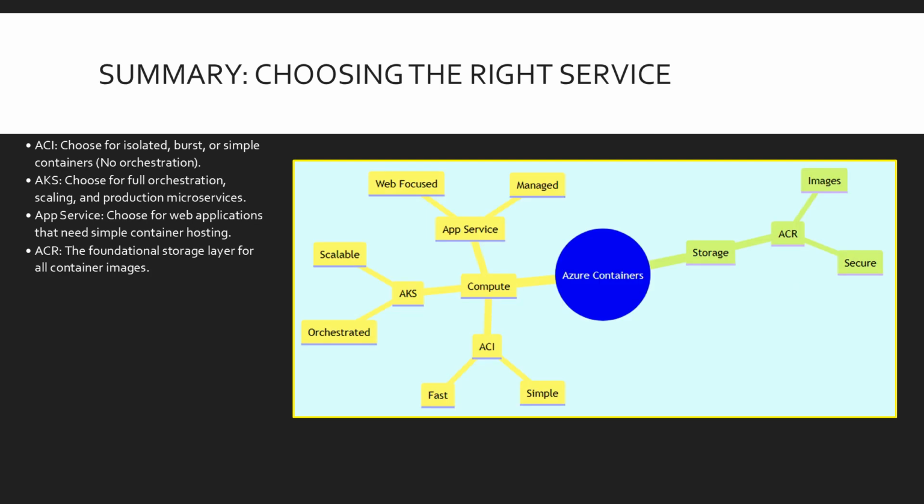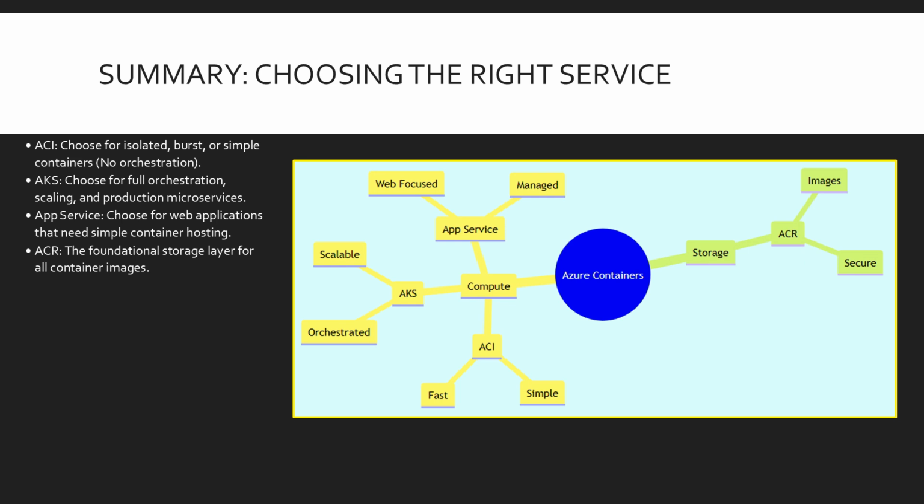To summarize, Azure provides a comprehensive suite of container services tailored to different needs. Use Azure Container Instances, ACI, when you need speed and simplicity without infrastructure management. Choose Azure Kubernetes Service, AKS, when you require robust orchestration, scaling, and management for complex microservices. Opt for web apps for containers if you are lifting and shifting a web application. Finally, underpin all these services with Azure Container Registry, ACR, to securely store and manage your images.